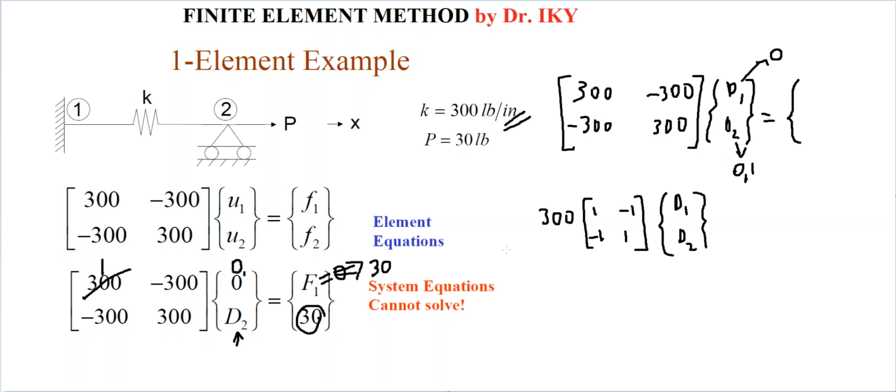So I can write it, but because the F1 will be the opposite direction of P, you should write it minus 30. 30 in terms of pounds. This is a very simple definition.